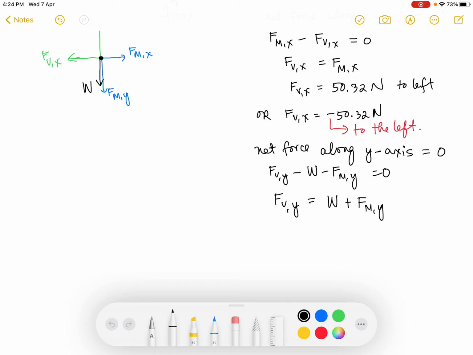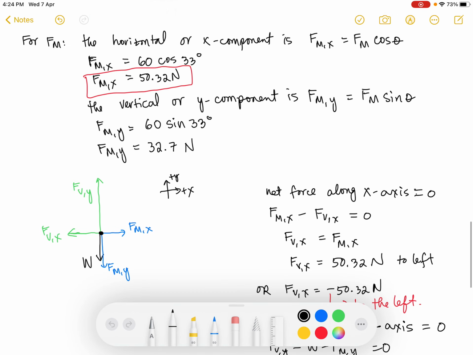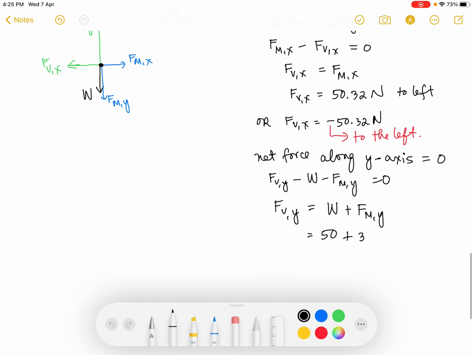Right. So we're given the weight force, which is 50 newtons. So W is given 50 newtons, and we've solved Fmy earlier. Fmy is equal to Fm sine theta, so that's 60 sine 33 degrees, which is 32.7 newtons. Right, so we have Fvy is therefore equal to 82.7 newtons. Okay.